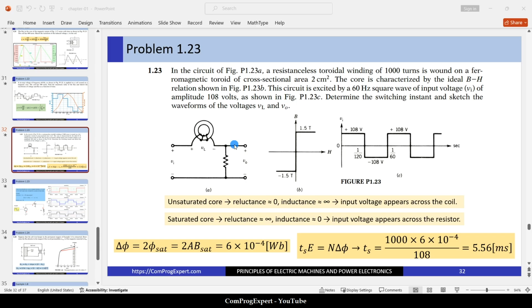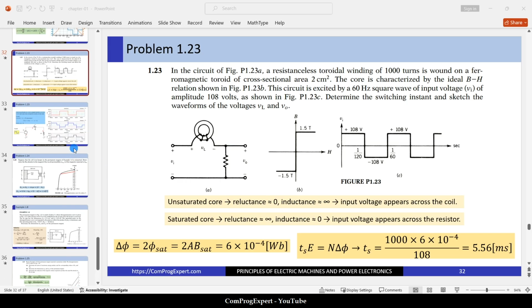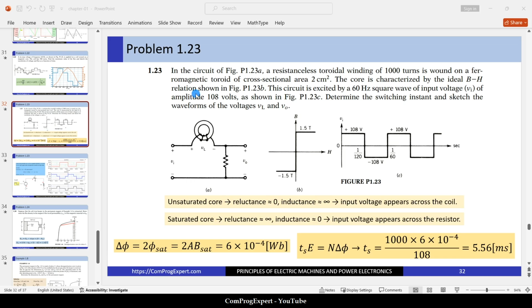In this video, we are going to solve problem number 23 of chapter 1 and so on. So I try to complete the problems of this chapter in this video. So here is problem 23.